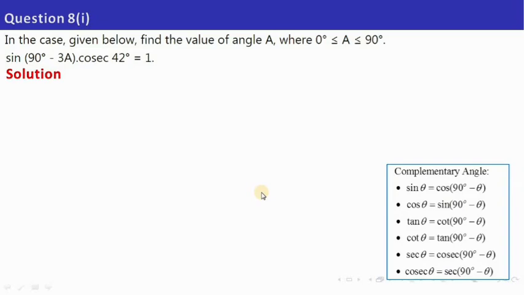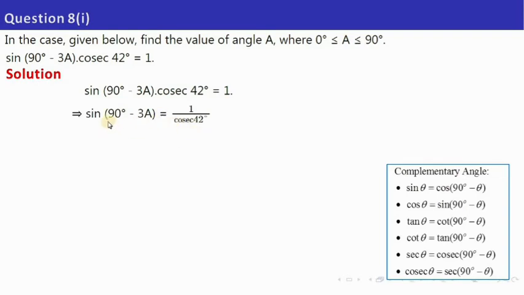Now let us move on to the last question, that is the 8th question. There are two questions, let me do only one question out here. Here it is given that A is an angle between 0 and 90 degree. You need to find the value of A if this is happening here. Let me take this cosec to the denominator. Since there is a multiplication sign, this can be taken to the denominator on the right hand side. So we get this here.